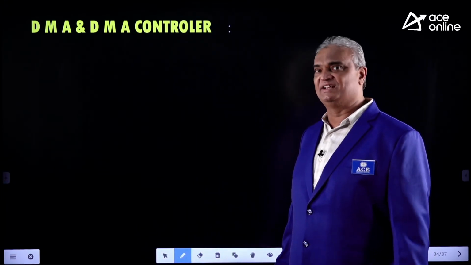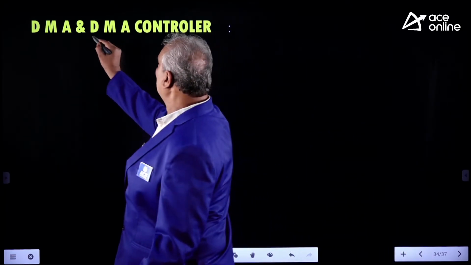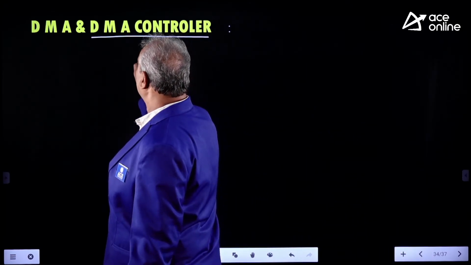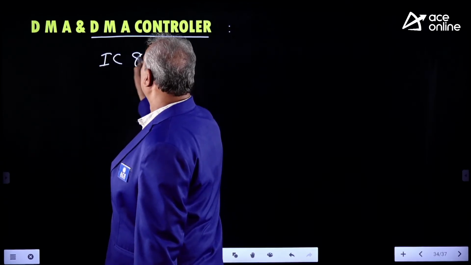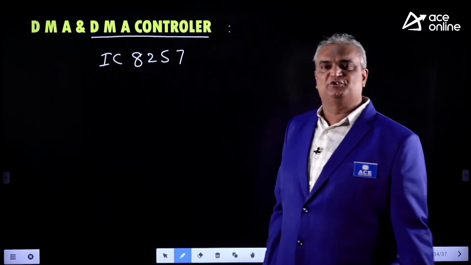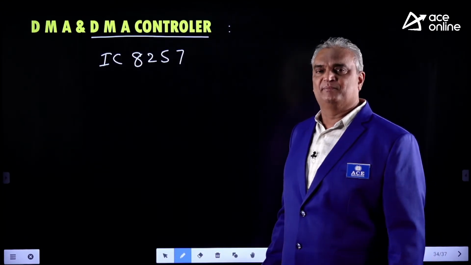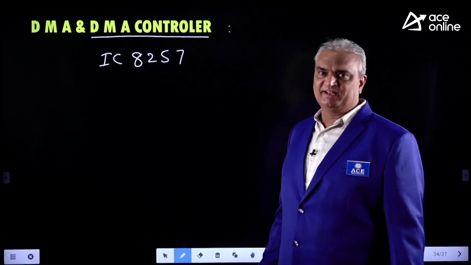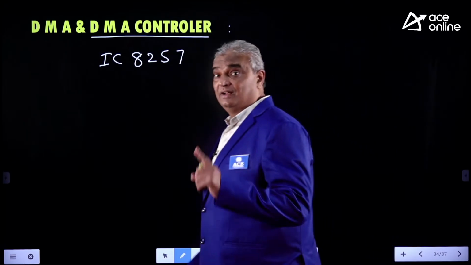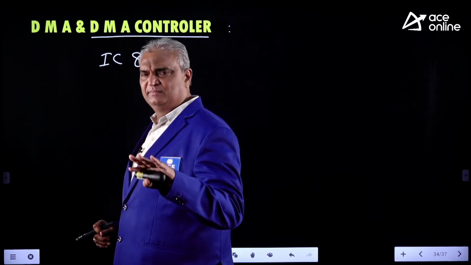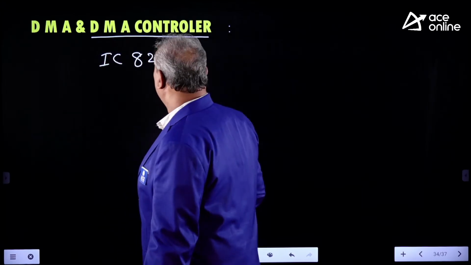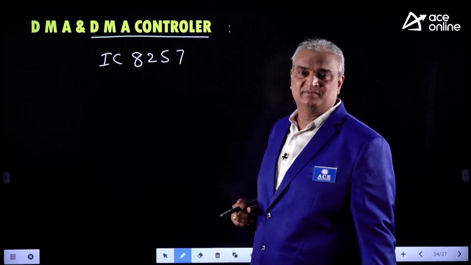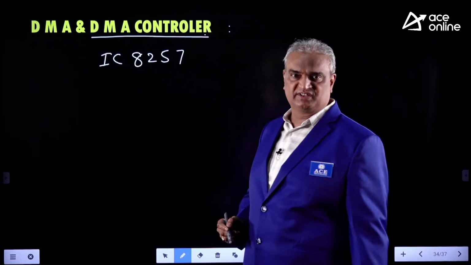That's why the DMA controller is there. This DMA controller is nothing but IC number 8257. It is a DMA controller. It is used to transfer data between secondary memories and main memory. DMA is nothing but direct memory access operation. DMA controller is nothing but a device. It is also known as IO processor.